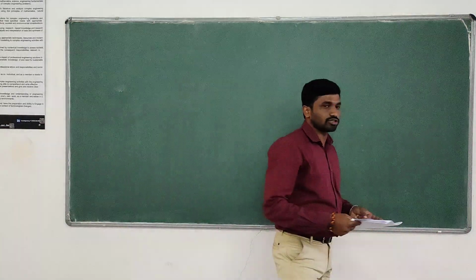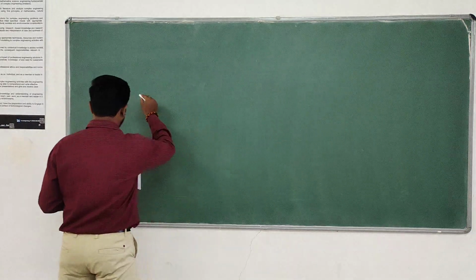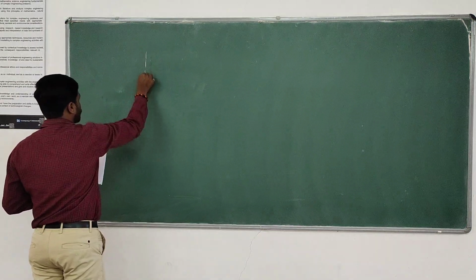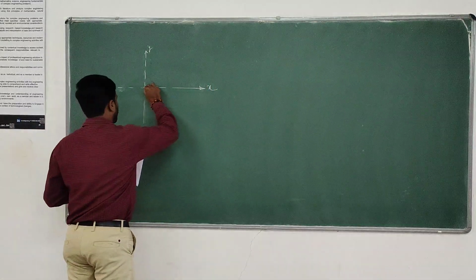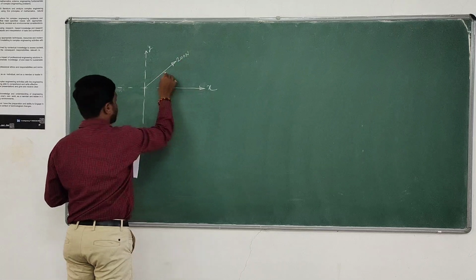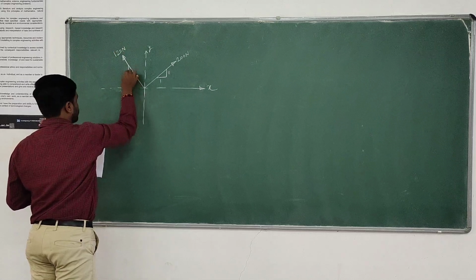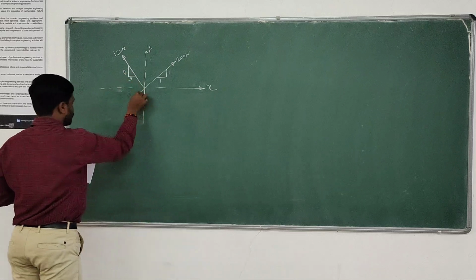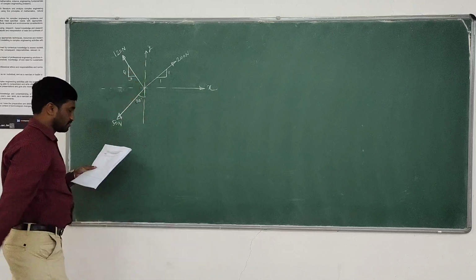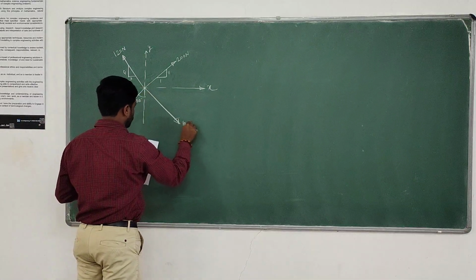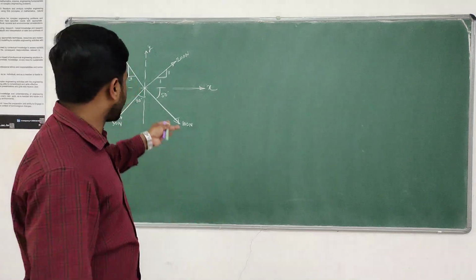In VTU examinations, problems are asked to compute the resultant of concurrent force systems. The first problem is: find the resultant of four forces acting on a body as shown in the figure. The first force is 200 Newton, and the slopes are given. The second force is 120 Newton, and here also the slopes are given. The third force is 50 Newton, with an inclination of 30 degrees with respect to the y-axis. The fourth force is 100 Newton, with the inclination given with respect to the x-axis. Compute the resultant of the given force system.